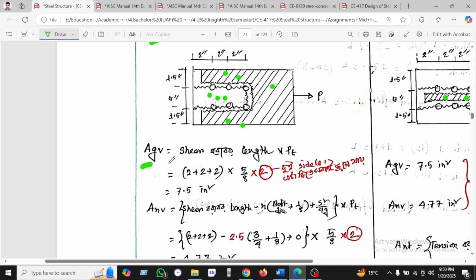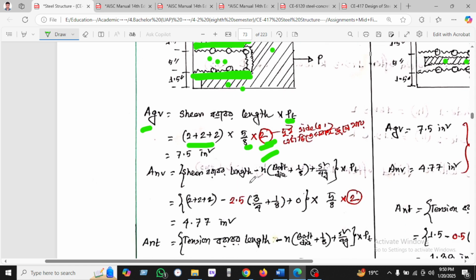I will calculate ABG, which is the shear length along the shear and the plate thickness. So what is the shear length? This is the shear length we can see here, 2 into 2 into 2, and 5/8 is the plate thickness. And why will we multiply by 2? Because this portion will be on the bottom, and we can also see it on top. That's why we multiply by 2.